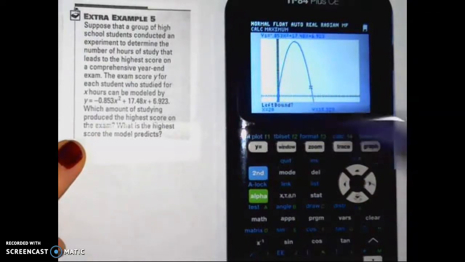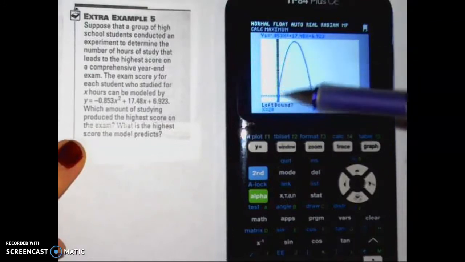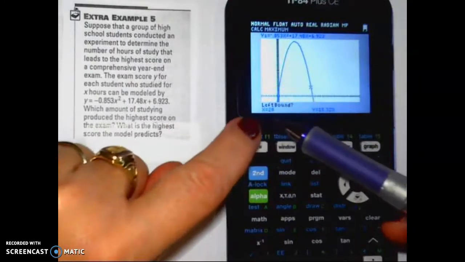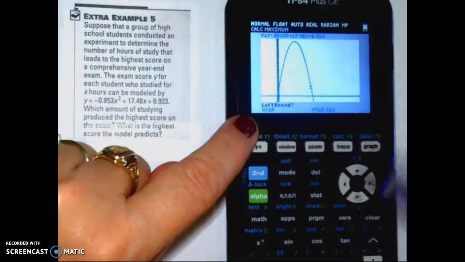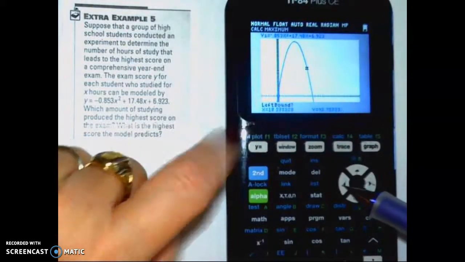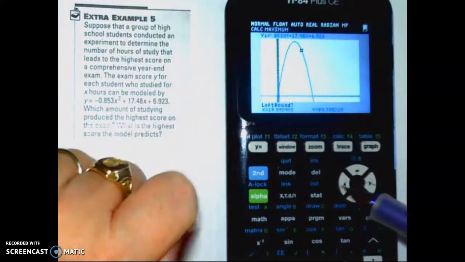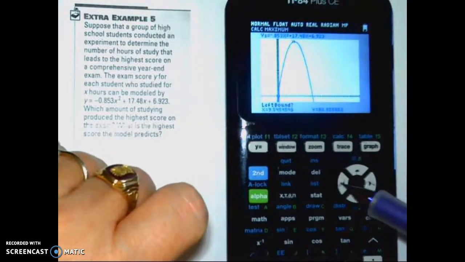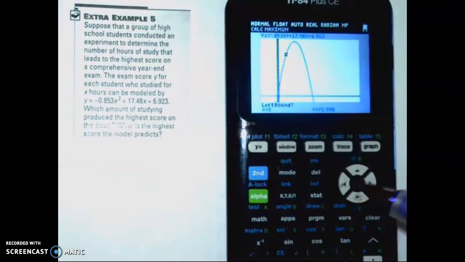We need our left bound. Well, this is in the wrong place, isn't it? I need it to go all the way around to here. So x is 20. You have to go left. Use your cursor all the way on the left side. Arrow left, go down a little bit away from it. You don't have to be too far. And hit enter.